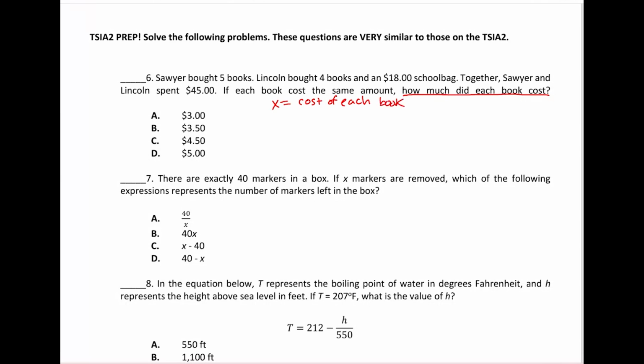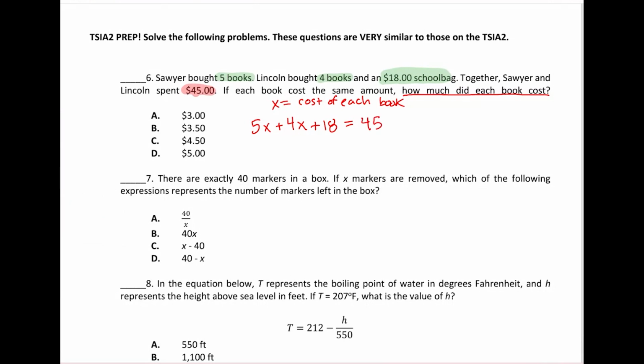Now let's try to set up our equation based on what is stated. It says Sawyer bought 5 books. We have a total of 5 books. And then Lincoln bought another 4 books. So we have 5 books, each costing x dollars, plus 4 books costing x dollars. And then we have just this extra $18 school bag. So we're going to spend an extra $18 there. The total that they spent was $45. That's the total amount, so equals 45.